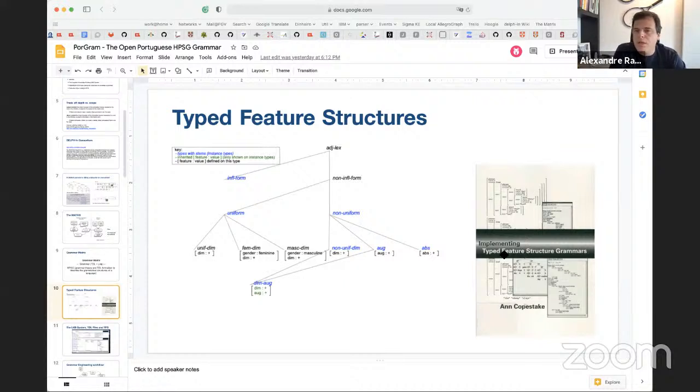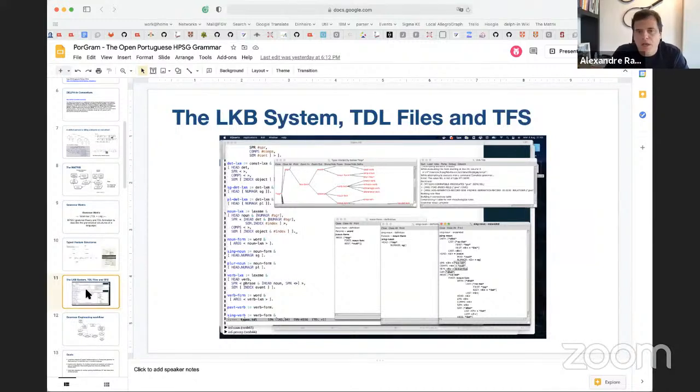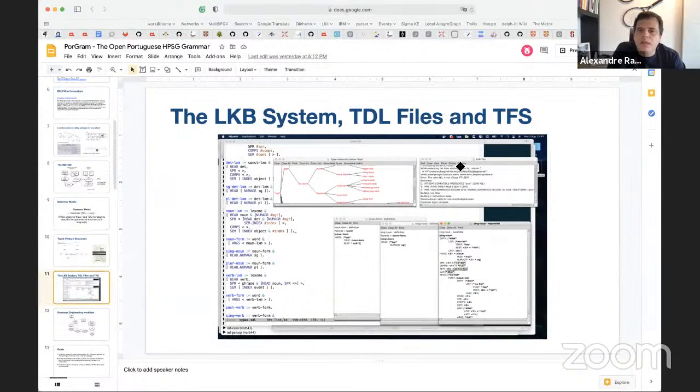And here is just a screenshot of the book. That's a practical book on how to construct a language in this formalism using the LKB system. Here I'm showing the LKB system. Usually what we have is this grammar file, right? I hope it's not too small. I hope you guys can see the screen. But you have here that the grammar was loaded. Then we have the hierarchy of the types listed here.